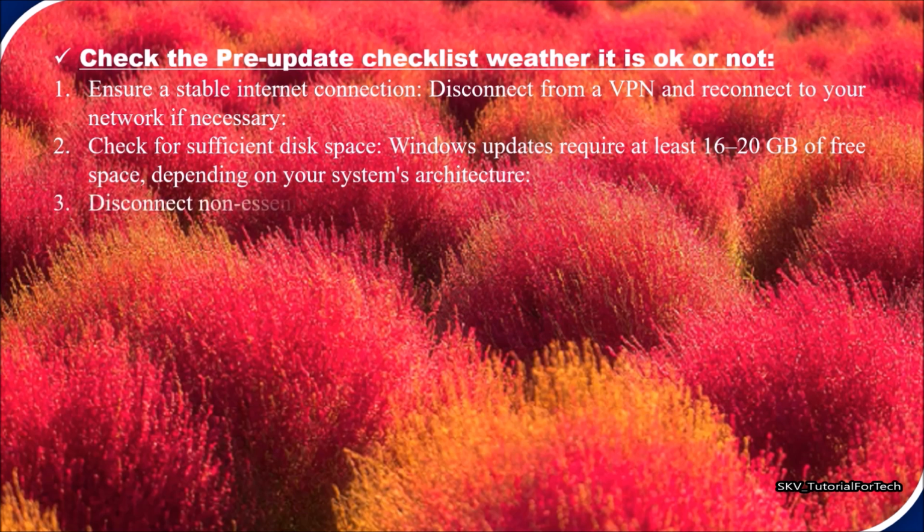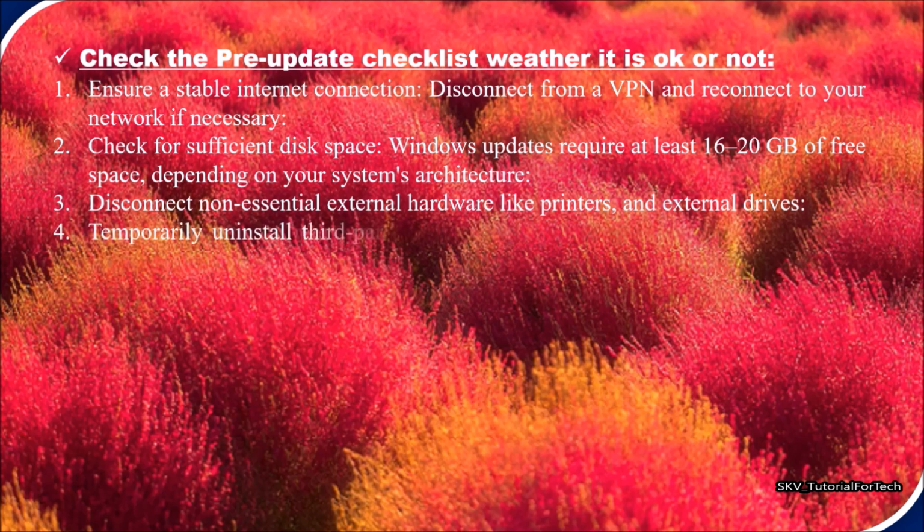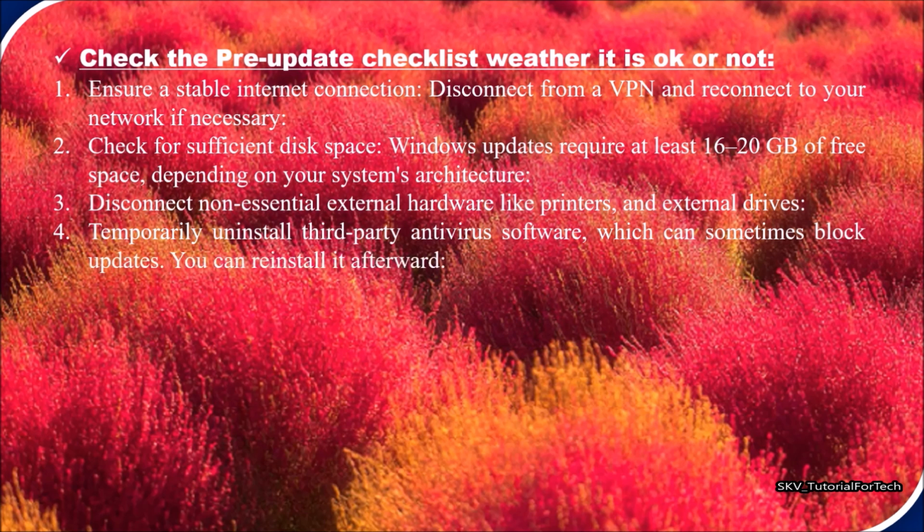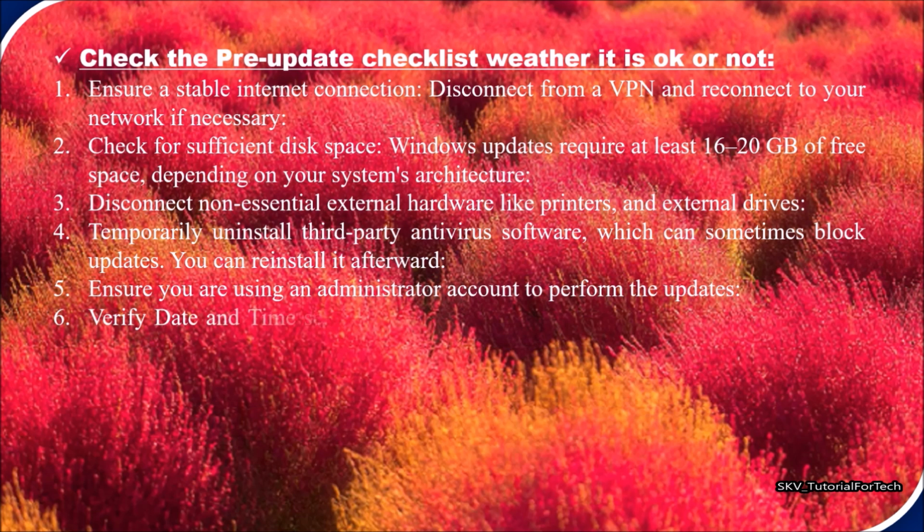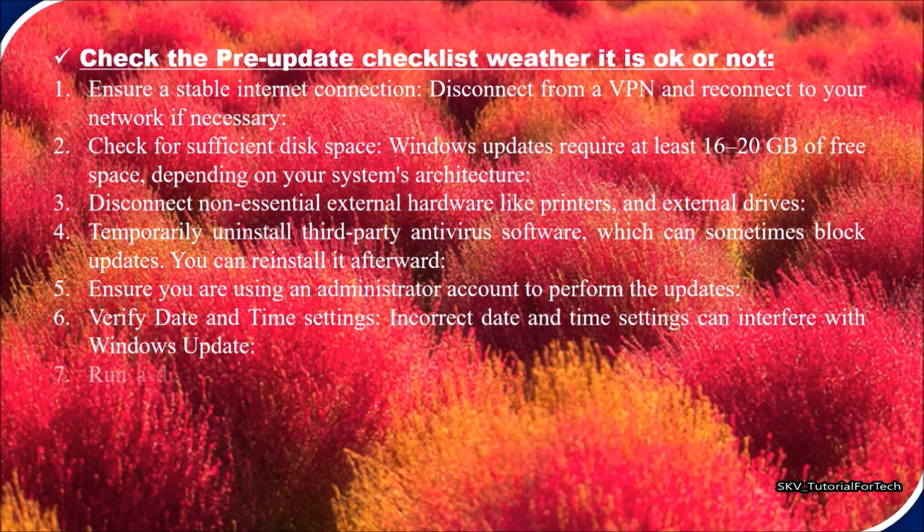Number 3. Disconnect non-essential external devices like printers and external drives. Number 4. Temporarily uninstall third-party antivirus software, which can sometimes block updates. You can reinstall it afterward. Number 5. Ensure you are using an administrator account to perform the updates. Number 6. Verify date and time settings. Incorrect date and time settings can interfere with Windows Update.